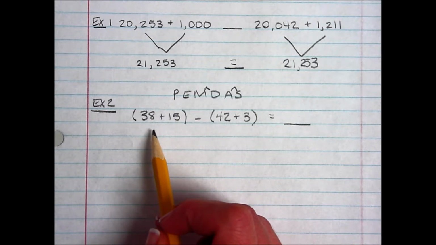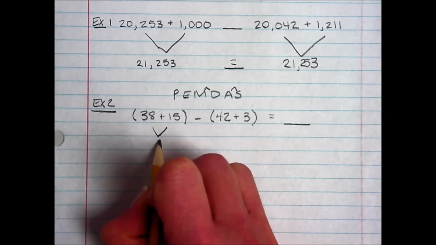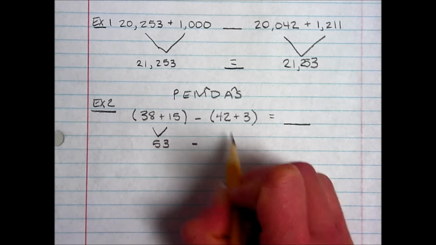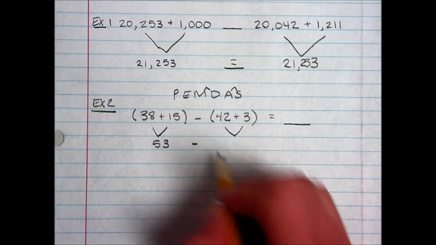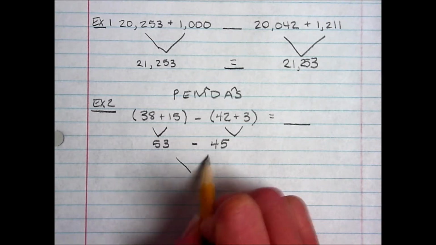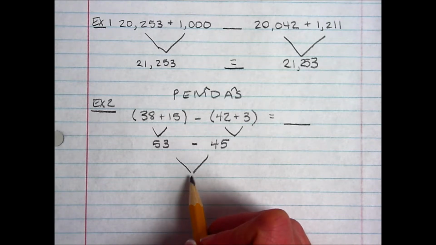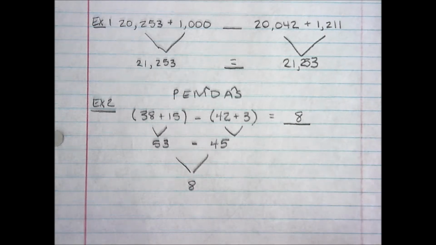So we'll start here with 38 plus 15, and that gives us 53, and we'll subtract that from 42 plus 3. Okay, so one final operation, 53 minus 45. And so our final answer is 8.